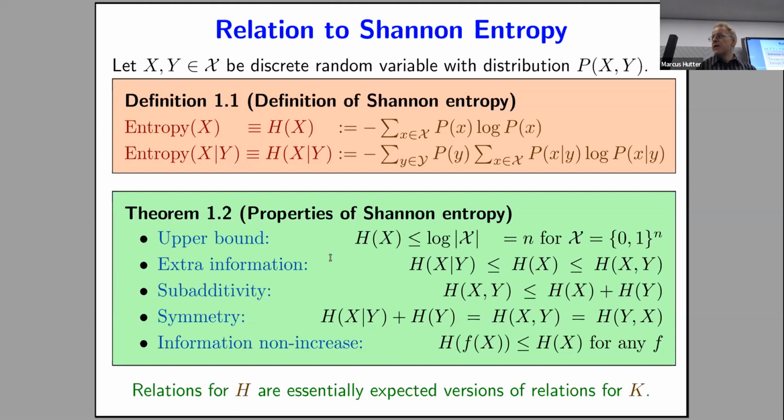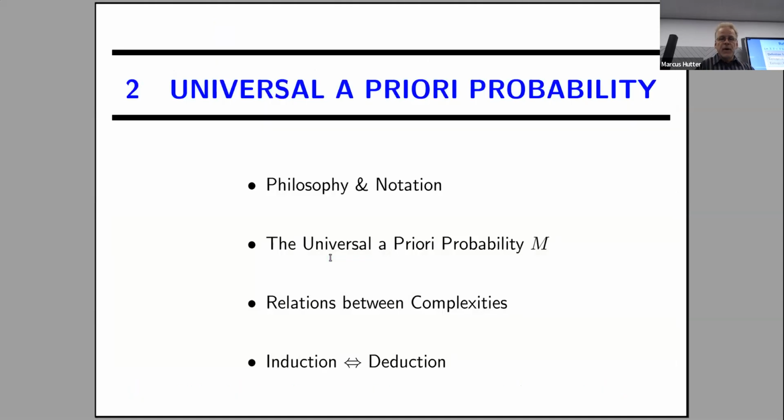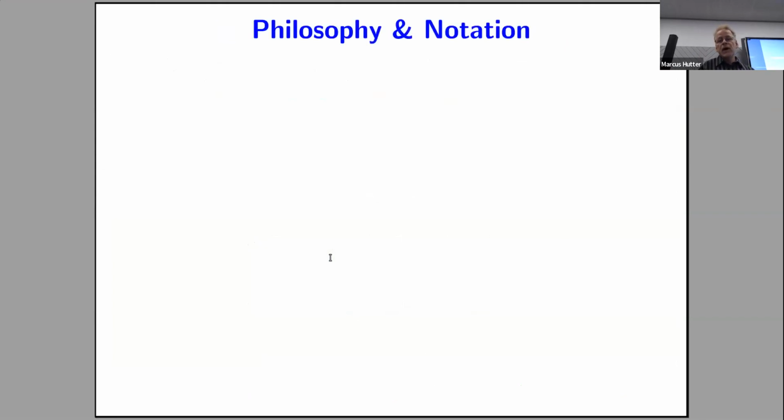Indeed, the similarity matrix I will talk about is based on this idea. Okay, so next I will introduce the universal Solomonoff distribution. Kolmogorov was motivated by randomness and information, but Solomonoff was motivated by AI ultimately, or by prediction, or induction.